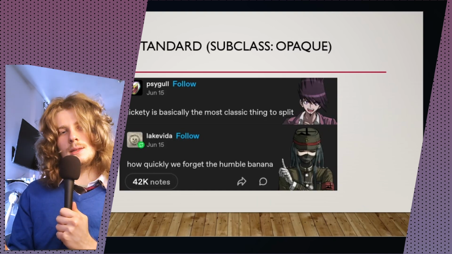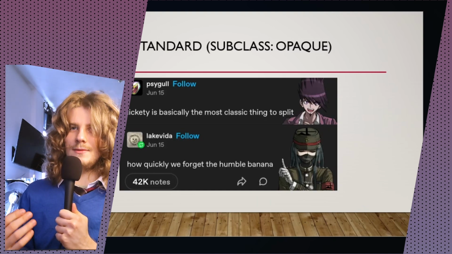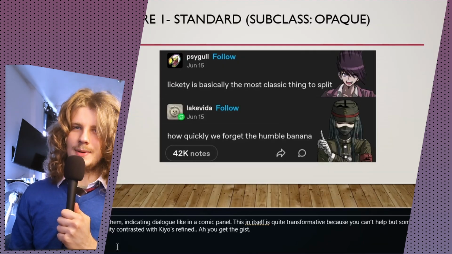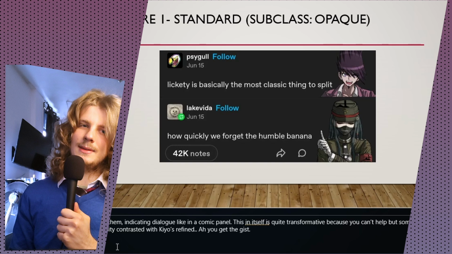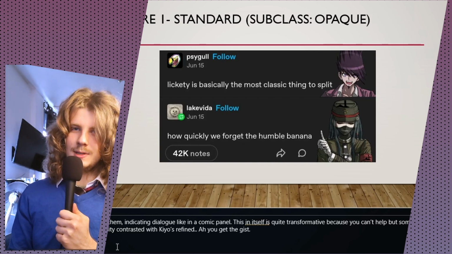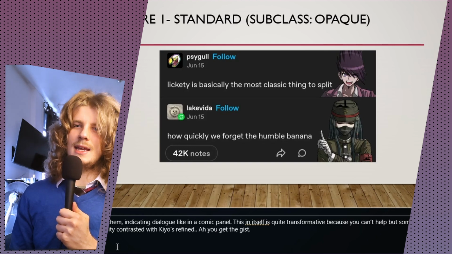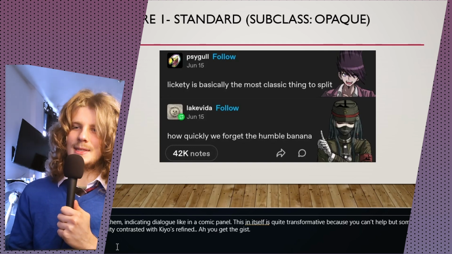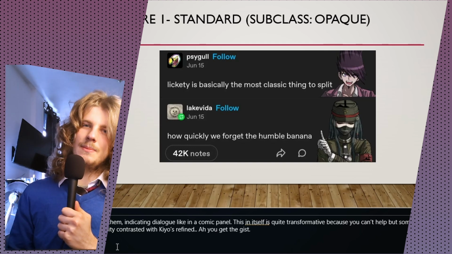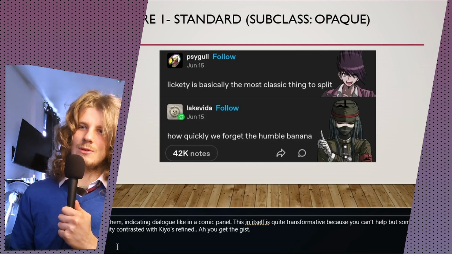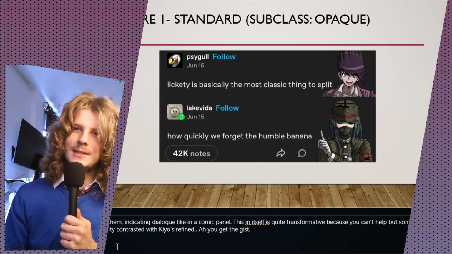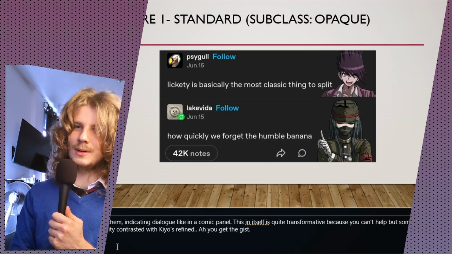So, to get into some categorizations of it, we have a very standard Danganronpa text post here. The format here is that you have a social media post, but you've edited the characters next to them. This indicates dialogue like a comic panel. This is in itself quite transformative because you can't help but somewhat fill in the context gaps that original social media always has. You don't know the poster here, but you know the characters, so you can infer the tone of voice, the comedic timing, the cadence. This inflection is what makes this joke more powerful.